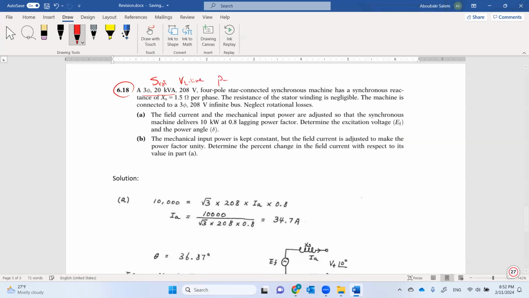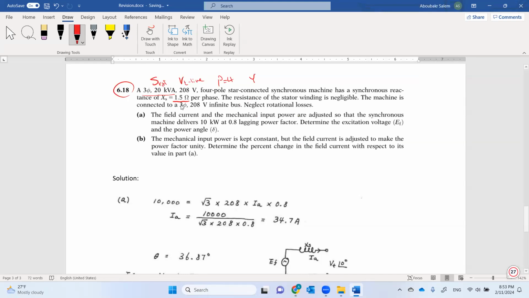4 poles, so number of poles equals 4, and star connected, so the connection is Y, has a synchronous reactance, so XS equals 1.5 ohms, and the resistance of the stator winding is neglected, so assume the resistance equals 0. The machine is connected to a 3-phase 208 volt infinite bus. So the machine is going to work connected to the infinite bus. So this means the frequency and the volt are going to be constants.